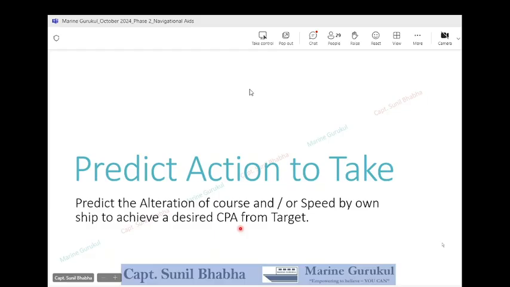So we have to find out what all possibilities are there. And later on, we have to evaluate that as per the rules of the road, collision avoidance rules, which out of these possibilities is the most appropriate in compliance with ROR.